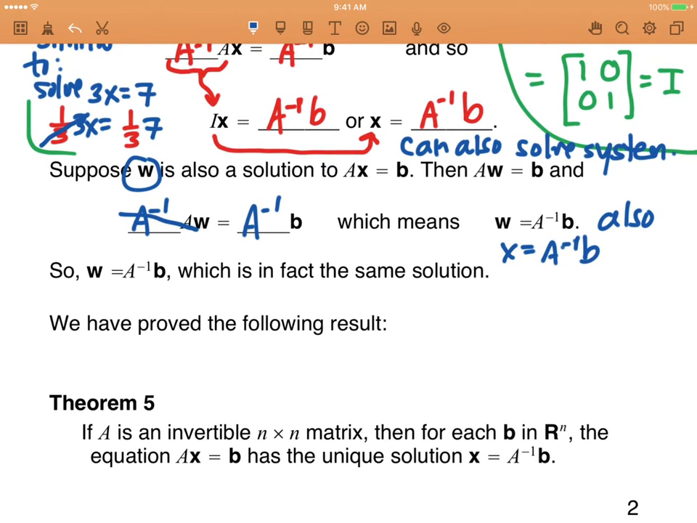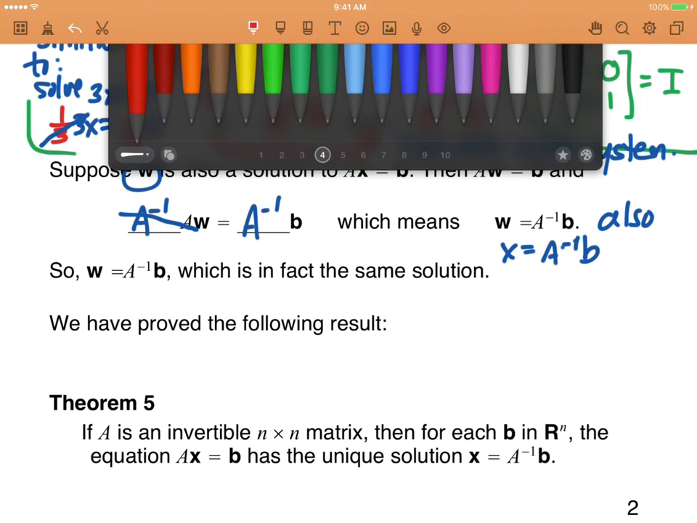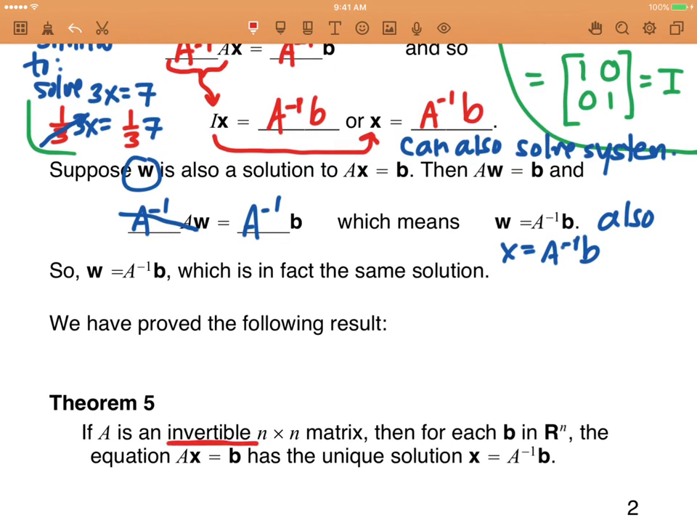Prove the following result. If A is invertible, this all relies on it being invertible. In those cases, when you solve Ax = b, then you can do it using this cute trick, and the solution you get is unique. There's the cute trick. Okay, so that's why we're going to use it for starters.